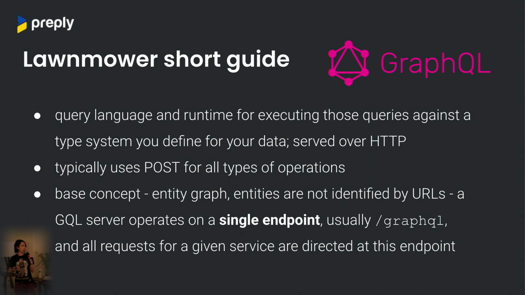And the base concept of it, unlike resources in REST, is the entity graph. And entities are not defined by URLs, okay? The GraphQL server runs on a single entry point, and all the requests go to that single entry point. Typically, it's called /graphql.